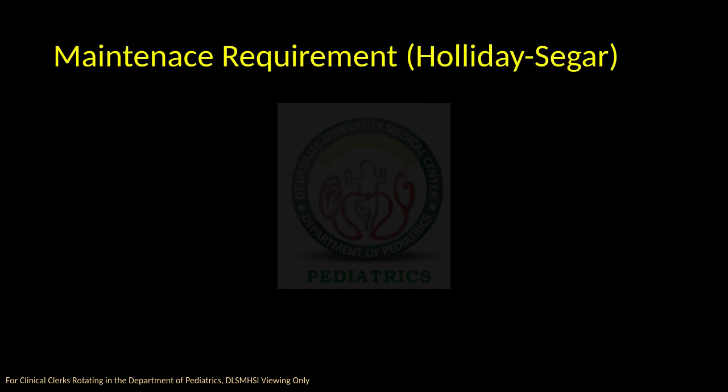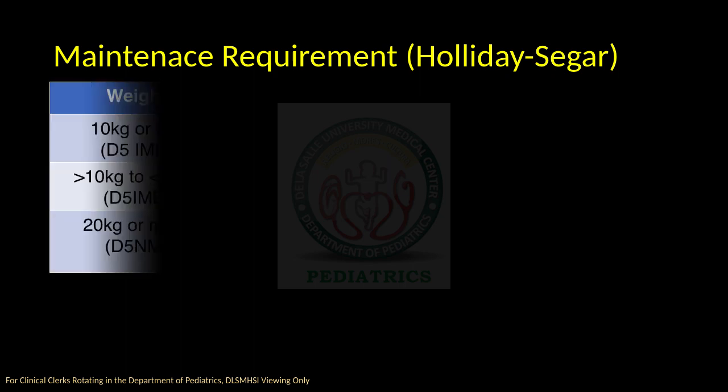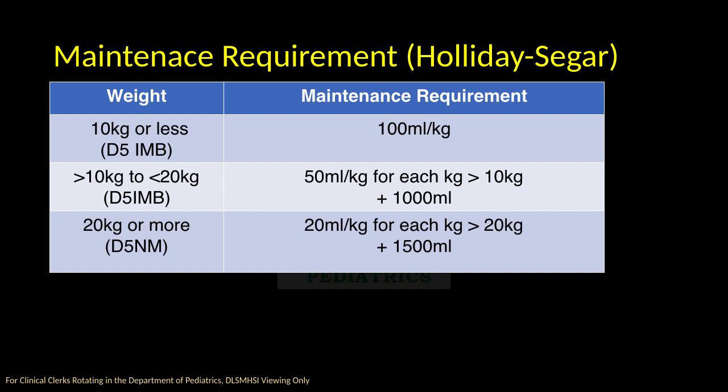Now let us go to the maintenance requirement. We use the Holliday-Segar method. For children 10 kilograms or less, the dose is 100 ml per kilogram using D5-IMB. For children more than 10 kilograms but less than 20 kilograms, the dose is 50 ml per kilogram for each kilogram exceeding 10 kilograms plus 1000 cc.